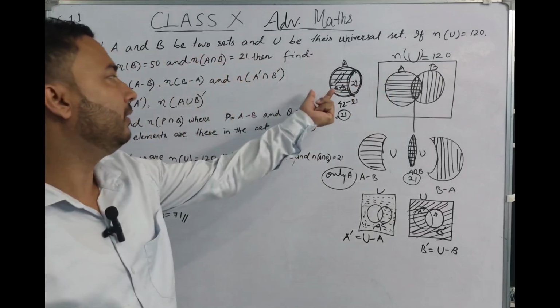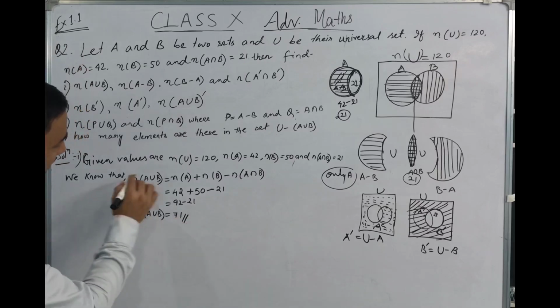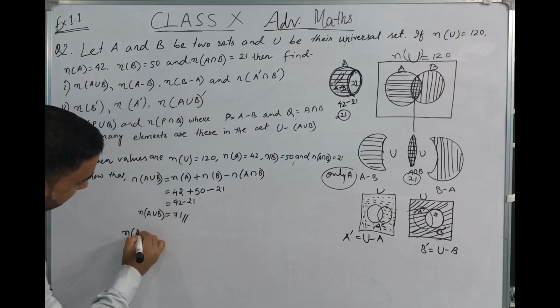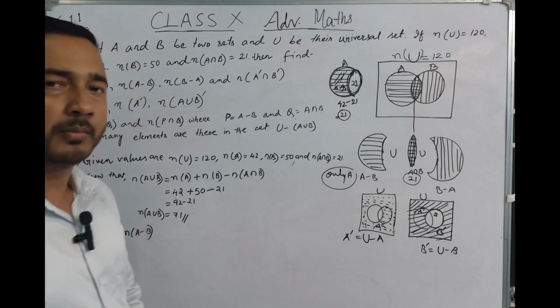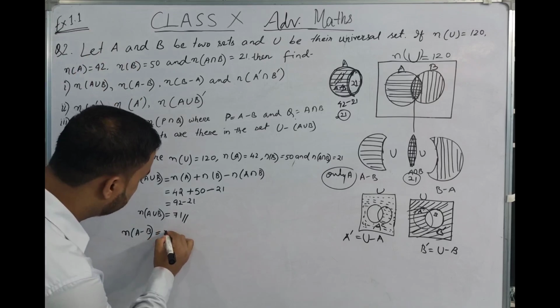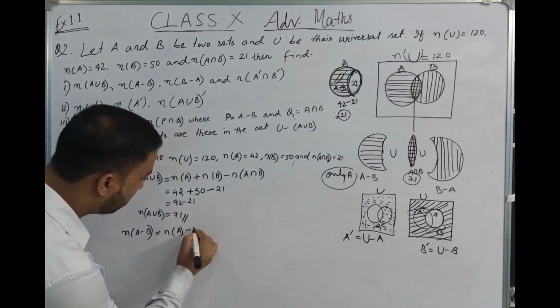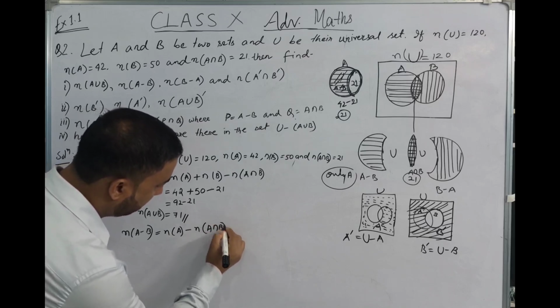Now here we have to find it through the formula. Number of A difference B. What will be the number of elements in the set A difference B? A difference B is equal to number of A minus number of A intersection B.